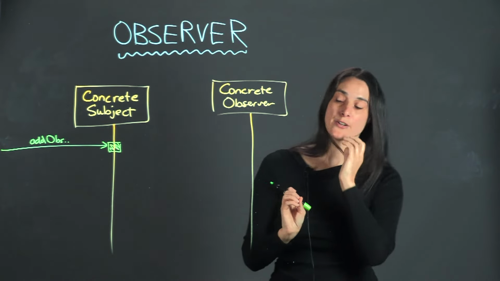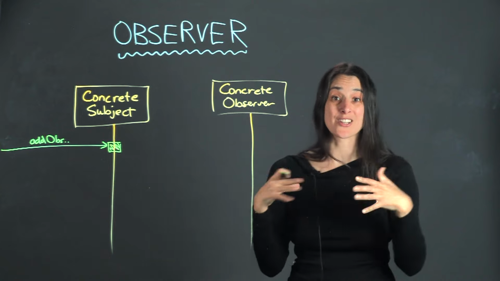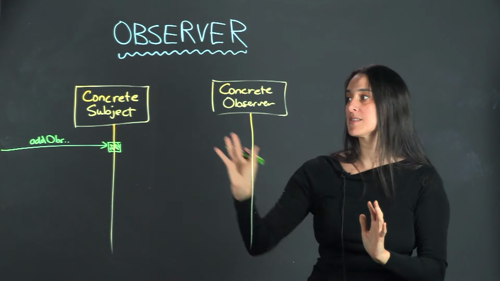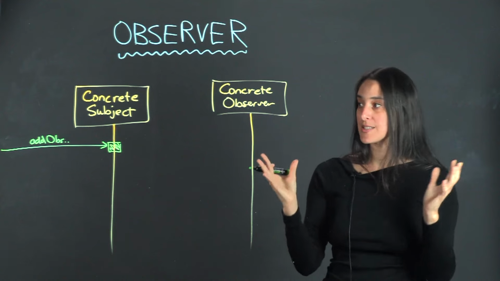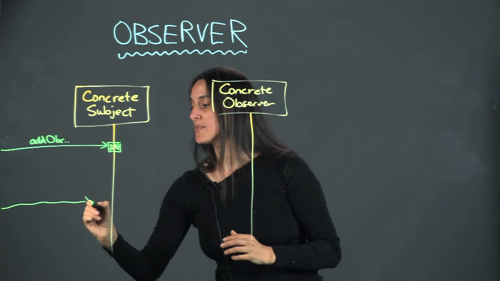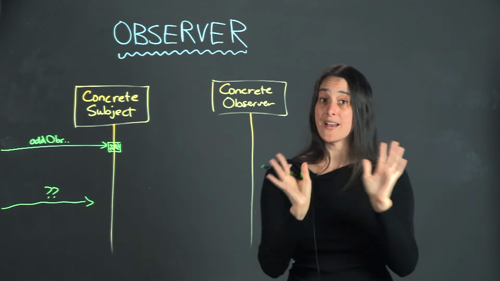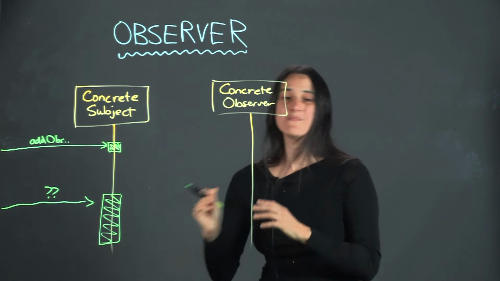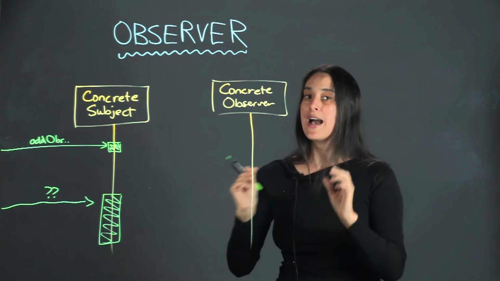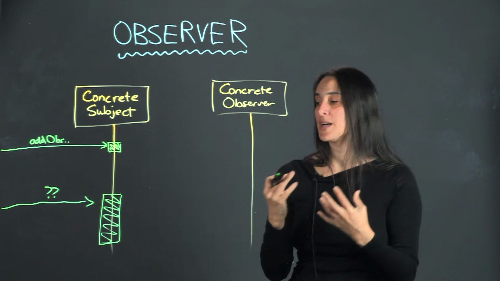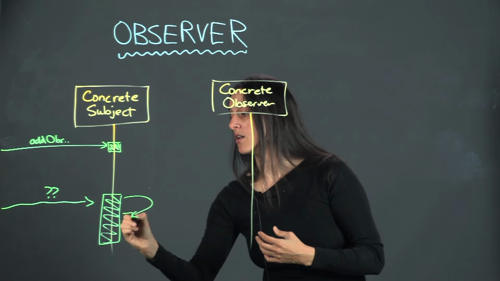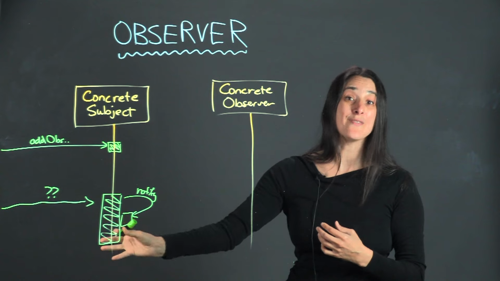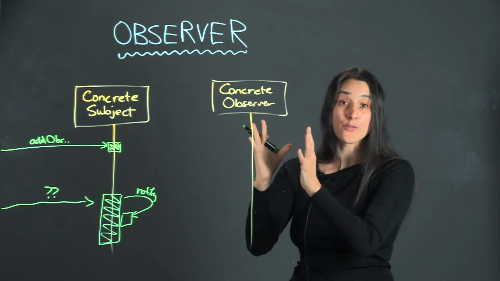The second part of the pattern is when the concrete subject is actually doing its thing. Remember, the observer wants to be updated when anything interesting happens in the subject. So when something interesting happens, the call comes in to do the behavior of interest, whatever it is, and then that method will run. That's just typical behavior that lives inside the subject. However, the subject has to have the method call to notify observers added into that behavior of interest, because that's how the observer will hear about it.